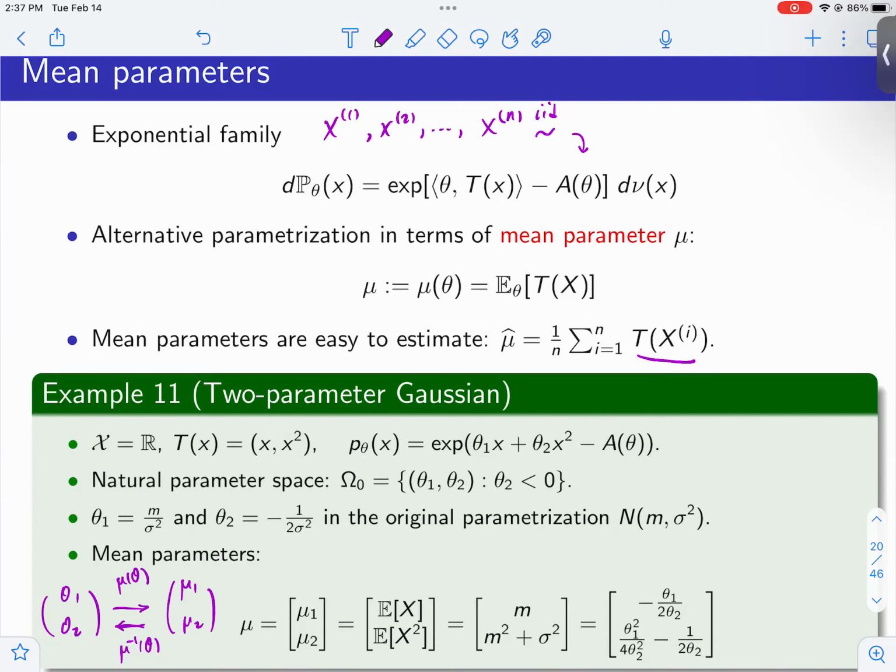Questions? Mean parameters are good. At this point, there's not much.